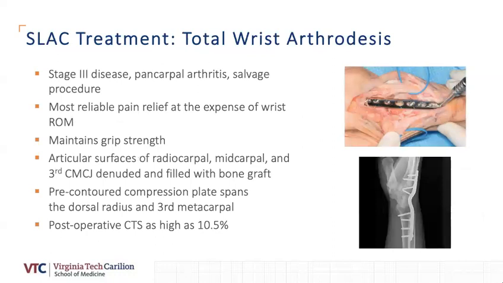So looking at other options, you can do a total wrist arthrodesis, and this would be indicated in stage 3 disease or pancarpal arthritis or as a salvage procedure. This is a good option. It has reliable relief of pain, but at the expense of decreasing wrist range of motion. However, you do maintain grip strength. In this surgery, the articular surfaces of the radiocarpal, midcarpal, and third CMC joint are denuded and filled with bone graft, and then you use a compression plate that spans the dorsal radius and third metacarpal.